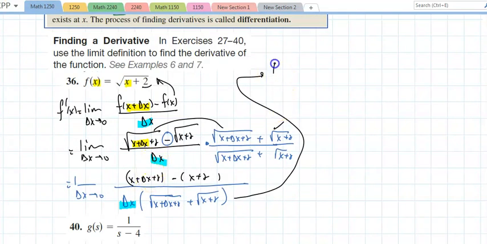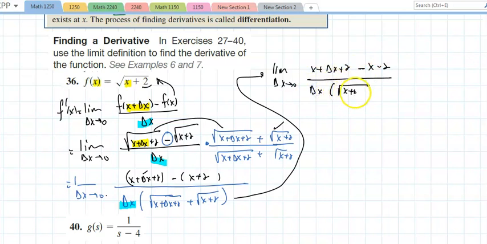And I'm going to just simplify again. At every stage of the game, I replace delta x by 0, I'll get 0 over 0. So the top will be x plus delta x plus 2 minus x minus 2 over delta x times this whole mess. Limit as delta x approaches 0, those cancel out and those cancel out.